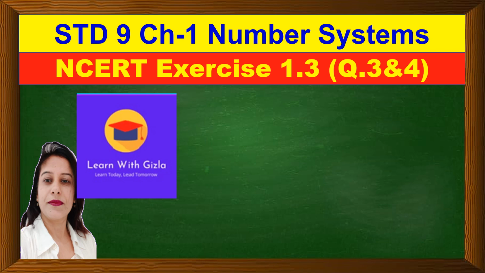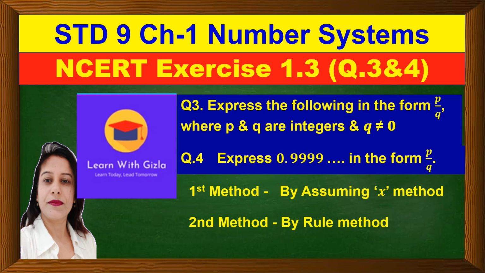In this video of number systems, we are going to take up question 3 and 4 of NCERT exercise 1.3. Now these two questions, question number 3 and 4, we are going to take up in this video. Basically they are based on converting decimals into P by Q form. Now these decimals are actually non-terminating but repeating, and therefore they are the decimal expansions of rational numbers. So that's why we are able to convert into P by Q form.